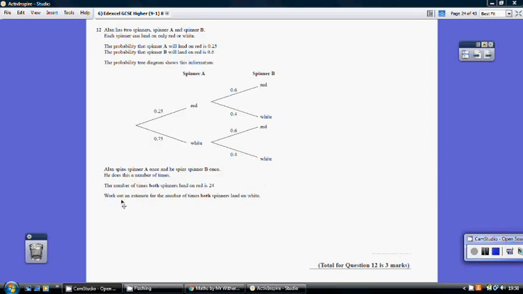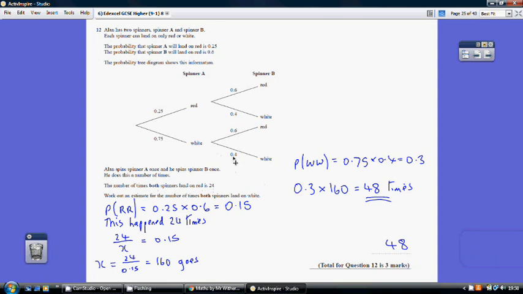Question 12. So we're told the number of times both spinners land on red is 24. So that's really our way into this question. Let's focus on getting a red and then another red. So the probability of a red and then another red, so probability of red is 0.25 times 0.6, which is 0.15. So we need the probability of getting a red to be 0.15.